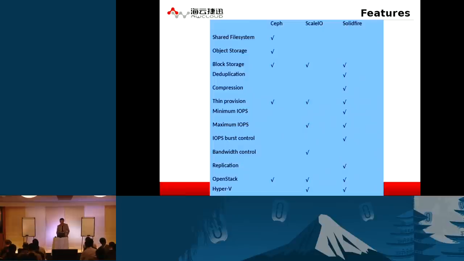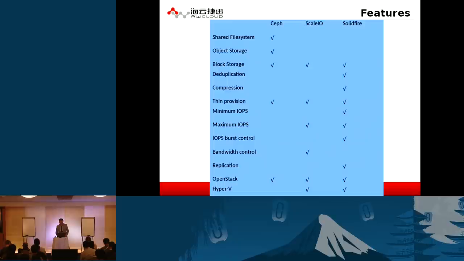But compared to these commercial storage systems, Ceph lacks some advanced features, for example, deduplication, compression, and IOPS guarantee. In a cloud environment, the IOPS guarantee is very useful because our tenants share the same storage. But Ceph cannot support it up to now. Of course, you can do it using QEMU, but it's not a perfect way.